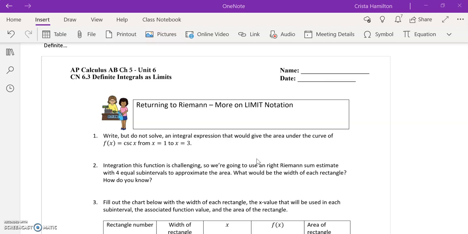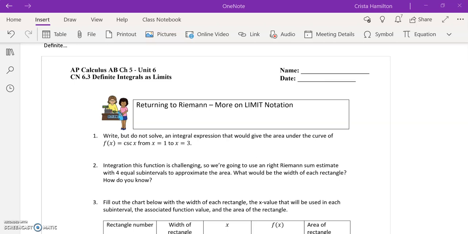Since these limits of sums are definite integrals, very shortly, probably in the next packet that we have after this, is going to be a shortcut for how we calculate definite integrals instead of estimating them with Riemann sums. So what we want to do is be able to translate from one to the other. So we're going to revisit that in this set of notes.